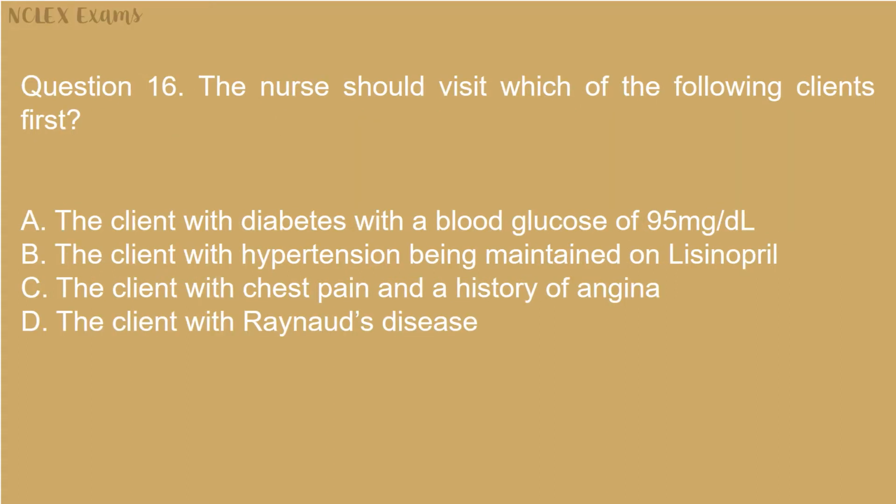Question 16. The nurse should visit which of the following clients first? A. The client with diabetes with a blood glucose of 95 mg/dl. B. The client with hypertension being maintained on lisinopril. C. The client with chest pain and a history of angina. D. The client with Raynaud's disease.